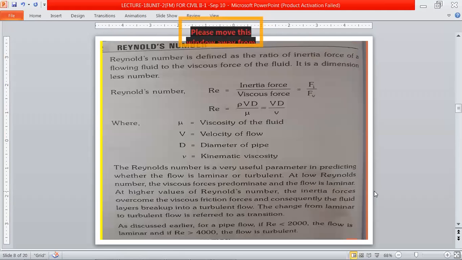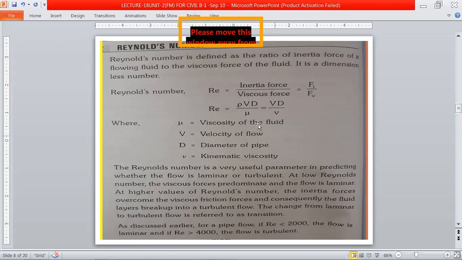The next one is Reynolds number. Reynolds is a person. He gave the definition for the inertia versus force. It is defined as the ratio of inertia force of a flowing fluid to the viscous force of a fluid. It is a dimensionless number. Dimensionless number, that is, M, L squared, T minus 1, we discuss these dimensions in Unit 1. So it is saying that it is a dimensionless number.